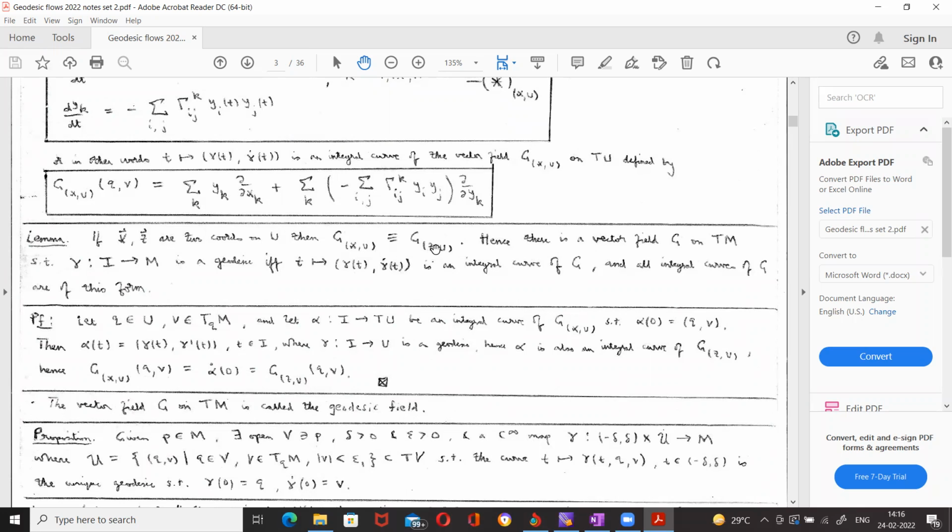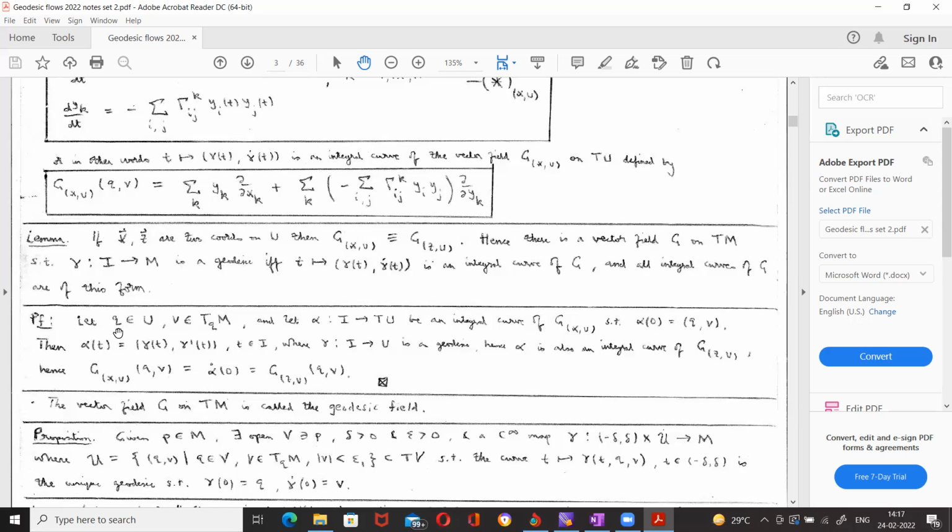Okay, so if x and z are two coordinates on U, then G_xU is the same as G_zU. And so therefore we get a global vector field G on the whole tangent bundle, such that gamma, a smooth curve in M, is a geodesic if and only if the lifted curve t maps to (gamma(t), gamma dot(t)) is an integral curve of this vector field G. Okay. And all integral curves of G are of the form (gamma(t), gamma dot(t)), where gamma is a geodesic. Okay. And so we did the proof of this.